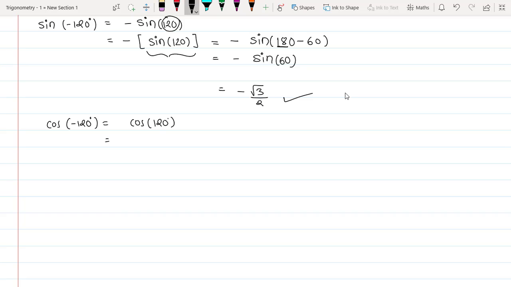Now tell me, 120 is in the second quadrant, and cos in the second quadrant is what? It's negative. Right? Minus 1 by 2. So it will be cos of 180 minus 60. Why did I take this minus sign? Because 120 is lying in the second quadrant. Here I had already taken a plus, which I have not actually written. Why? Because 120 is in the second quadrant, and for sine in the second quadrant the sign is positive.